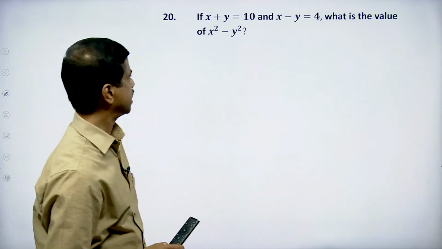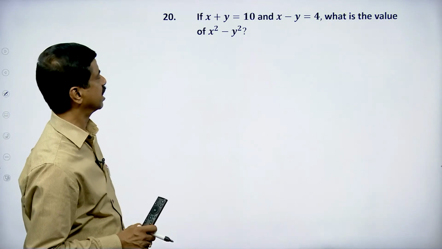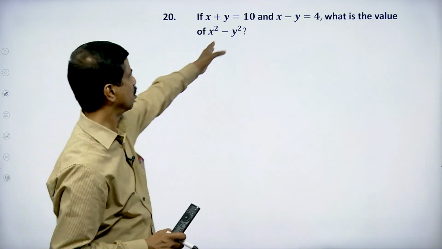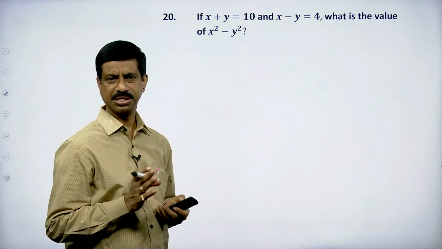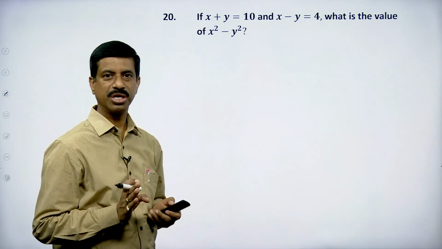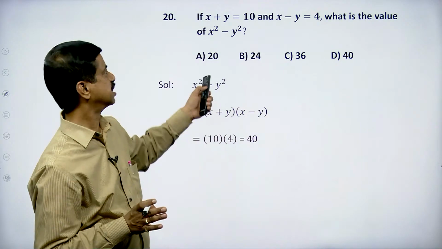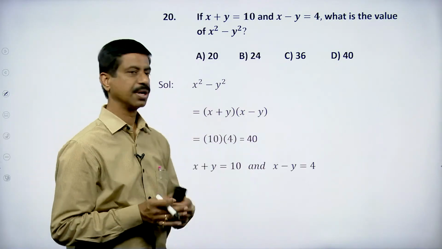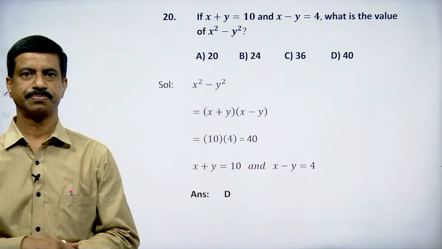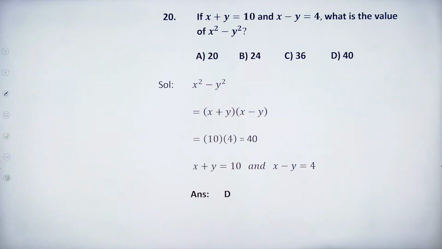Okay, children, let's move to the next question. x plus y is 10 and x minus y is 4. What is the value of x square minus y square? Of course, very simple. I think you all know x square minus y square is (x plus y) into (x minus y). Therefore, it is 10 into 4, which is 40. So please note it fast, quick. 2 seconds time, not more.